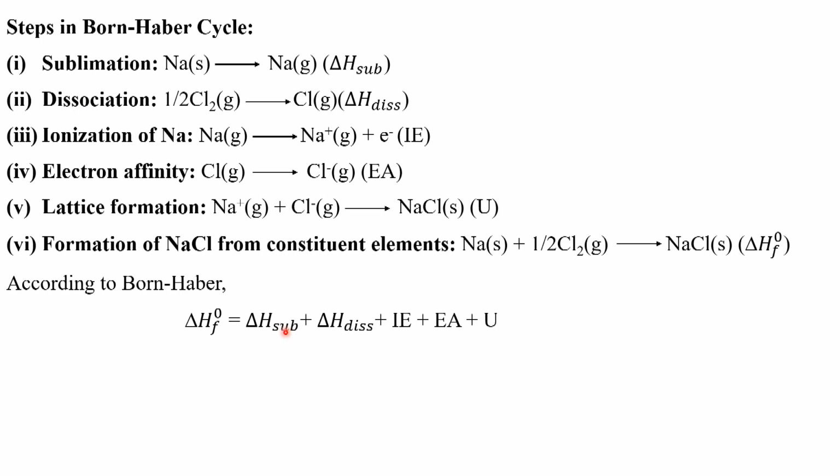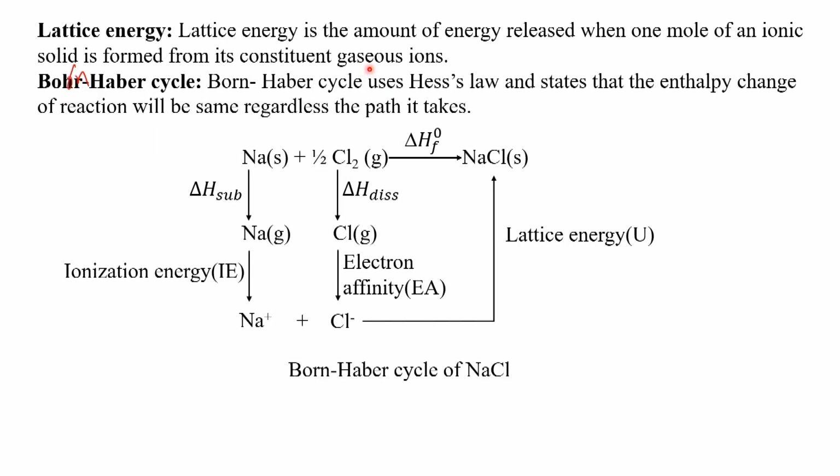So what are the steps here? The first step is sublimation, where sodium solid goes to sodium gas, and for this process the enthalpy change is delta H sublimation. If we go back and check the figure, Na solid goes to Na gas. Because this is the Born-Haber cycle of sodium chloride, we need to first create Na plus, and then create Cl minus, and then we get NaCl.